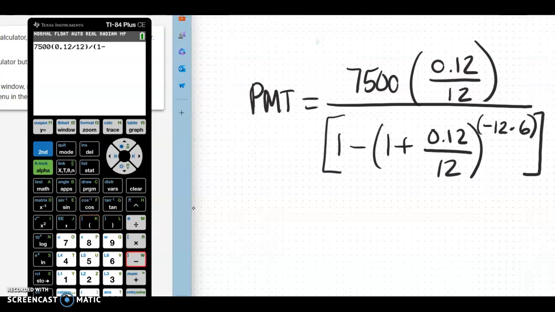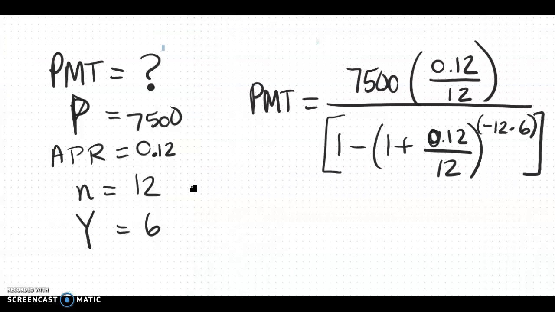1 minus, open parenthesis, 1 plus. And notice I put that parenthesis, and again, I'm always taking a look back to make sure I entered it correctly. Now this 0 that's in front is not necessary to put in. That is optional. You could do it either way.